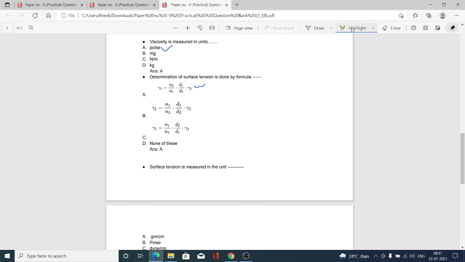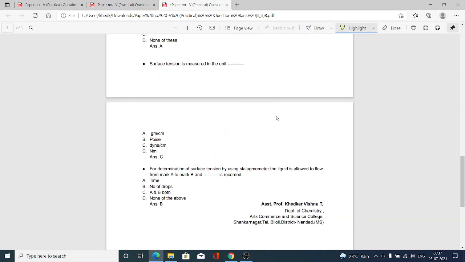Then the next MCQ: surface tension is measured in the unit. Option A, gram per centimeter. Option B, poise. Option C, dyne per centimeter. Option D, newton meter. Option C is the correct option, since we measure surface tension in dyne per centimeter.